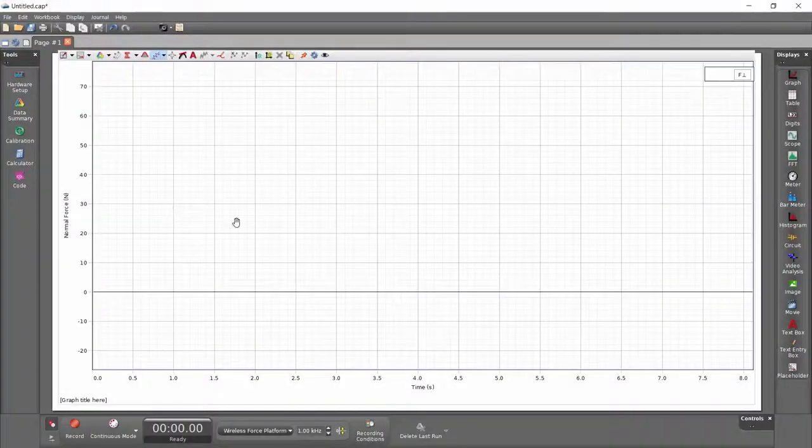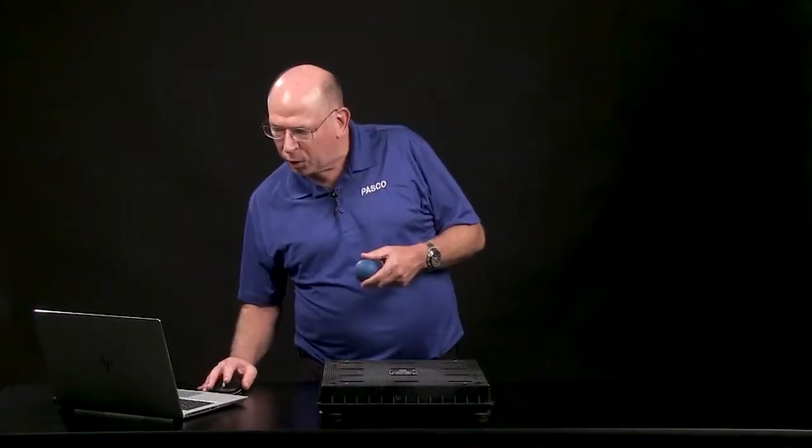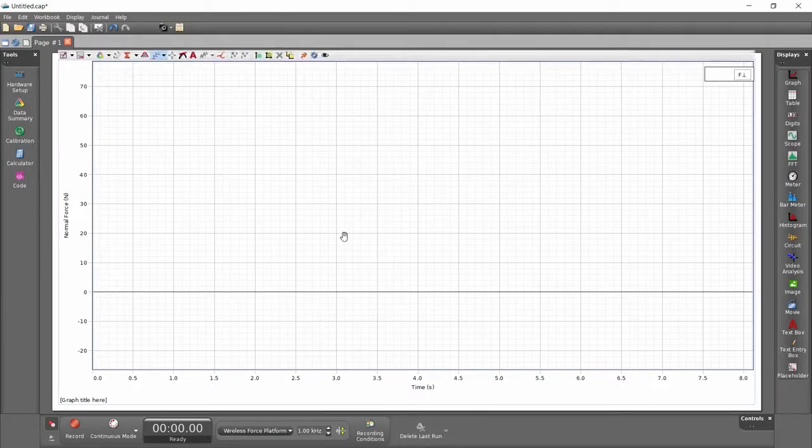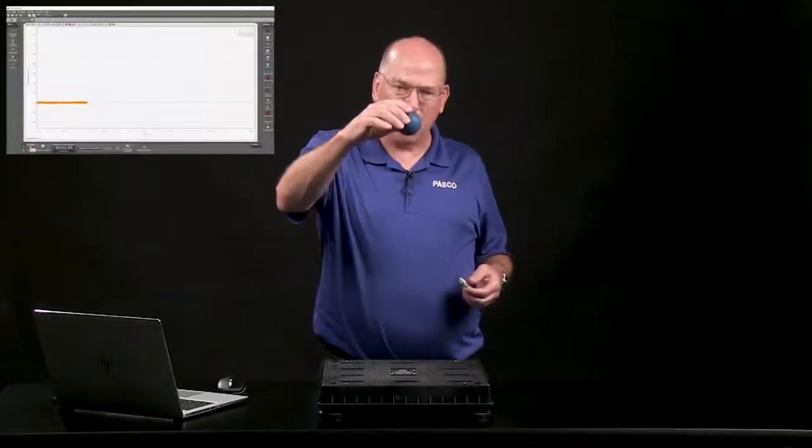So I have a graph display of normal force versus time in Pasco Capstone software. This also would work in SparkView. And I've set the data rate pretty high, to 1 kilohertz, for a short interval event like a bounce. And I'll just eyeball the height.